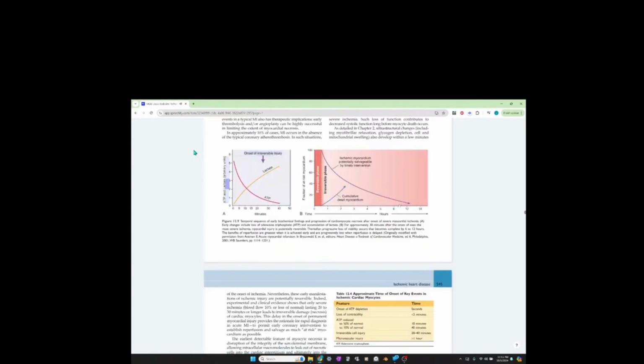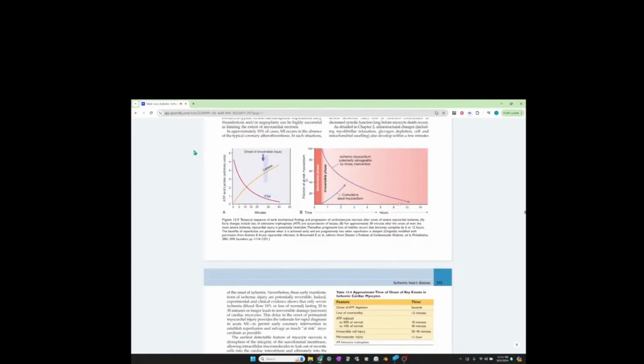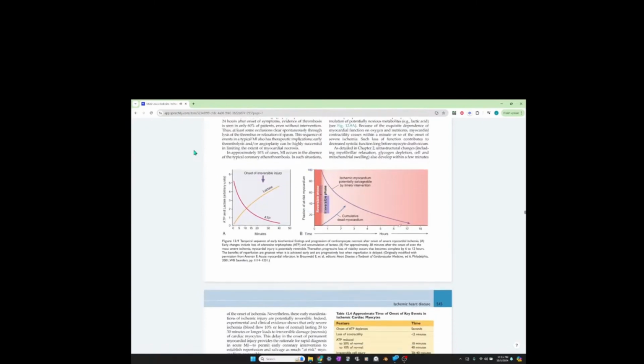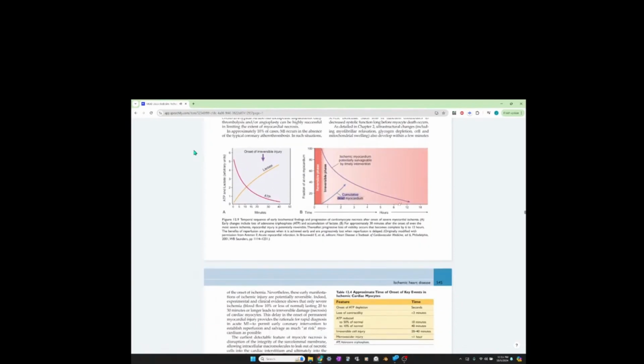ATP and lactate, onset of irreversible injury. Lactate, ATP fraction of at-risk myocardium, over minutes of beat time. Reversible phase, irreversible phase. Ischemic myocardium potentially salvageable by timely intervention. Cumulative dead myocardium, over hours.